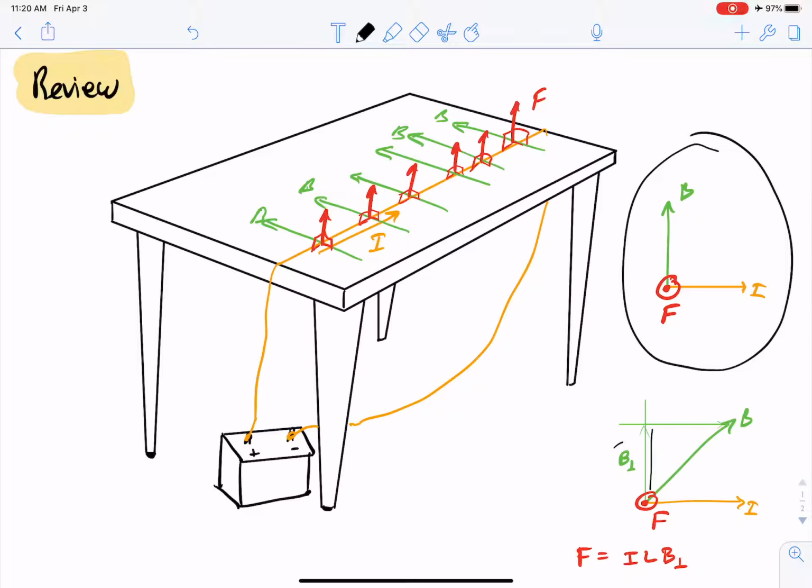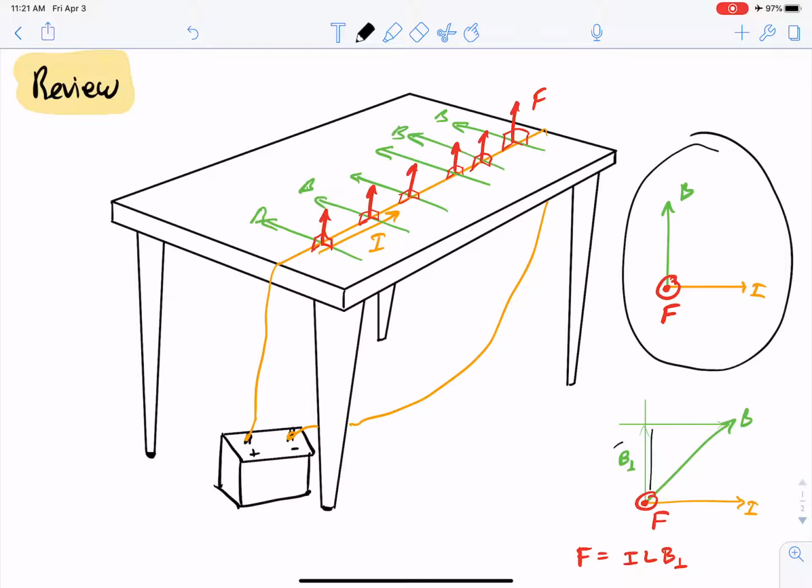So we had a right arm rule where you put your arm in the direction of the current and you rotated your hand until the magnetic field came out of your palm, and then your thumb pointed in the direction of the force.